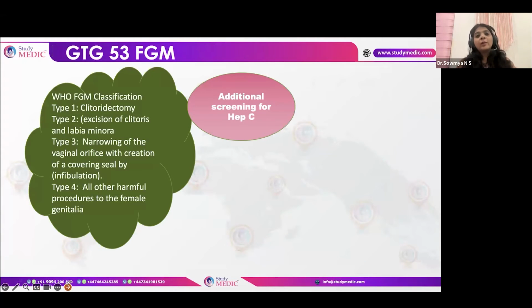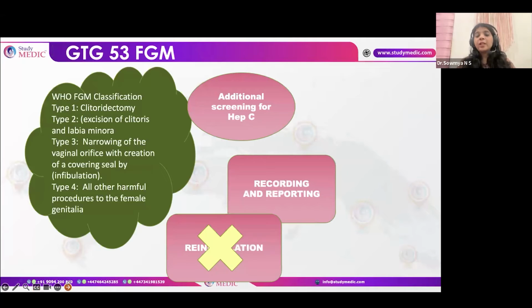Now, a word about FGM, okay? Female genital mutilation. Of course, there are 4 types of FGM. It is a cultural thing in many of the countries. And if you see a lady with FGM, you have to do additional screening for hepatitis C, and you have to do recording and reporting so that the data gets finalized, because generally only once their name would be put, the rest of the time it is anonymized data.